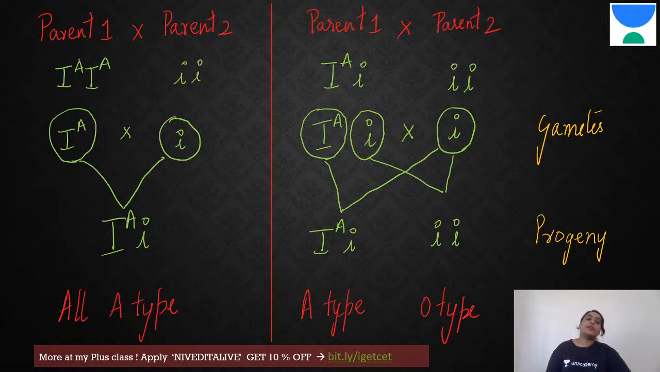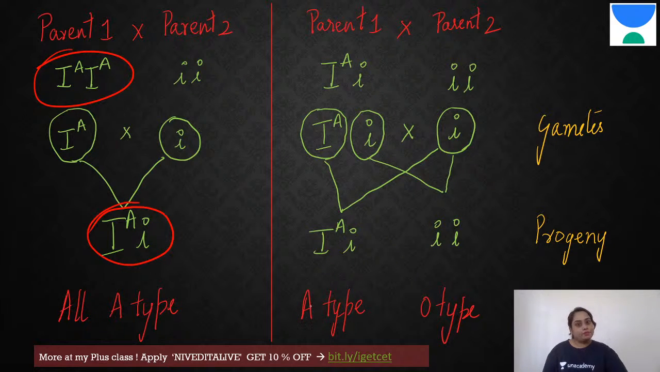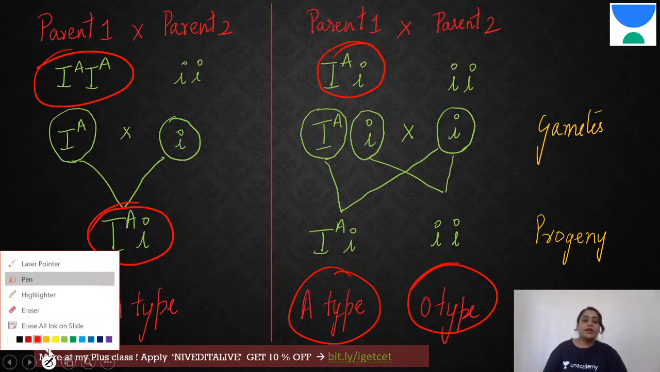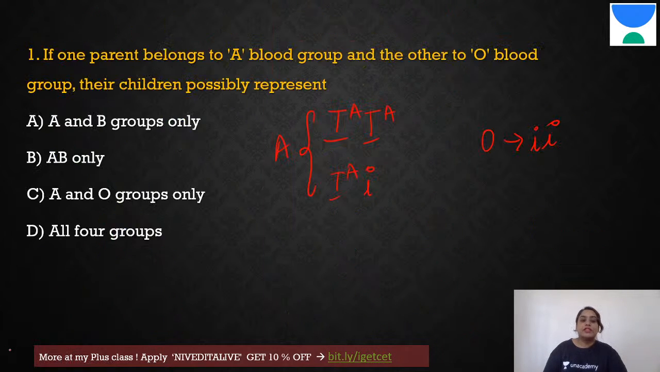If a completely dominant A parent is there, all the children will have A blood group. Similarly, if a dominant A and a recessive i is there, and the other parent is always the same, you will see both A type as well as O type in the progeny. So the blood groups that are possible are either A or O. No other possibility. You can see B does not come here. So it is A and O groups only. All four groups will not be seen. Next one.